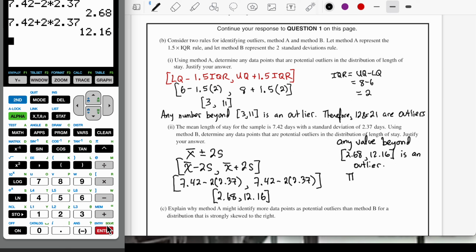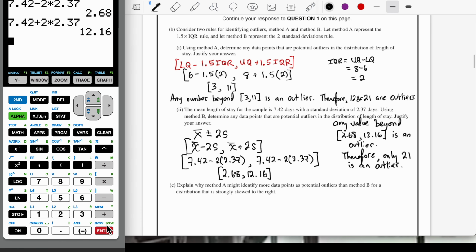So therefore, only 21 is an outlier. All right. So no longer the 12, because 12 just very barely fits in that interval. It's right at the very edge of it, but that doesn't matter. And on the low end, we're still in the neighborhood of 3, so I'm not worried about that. 2.68, every number is at least 5, so they're going to fall in the interval.